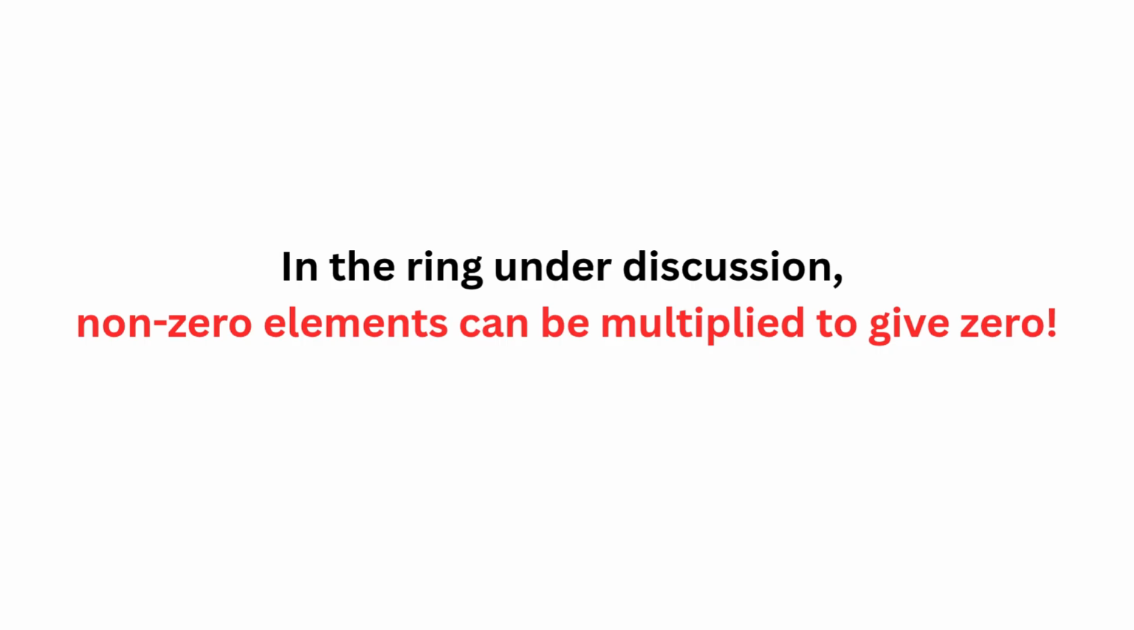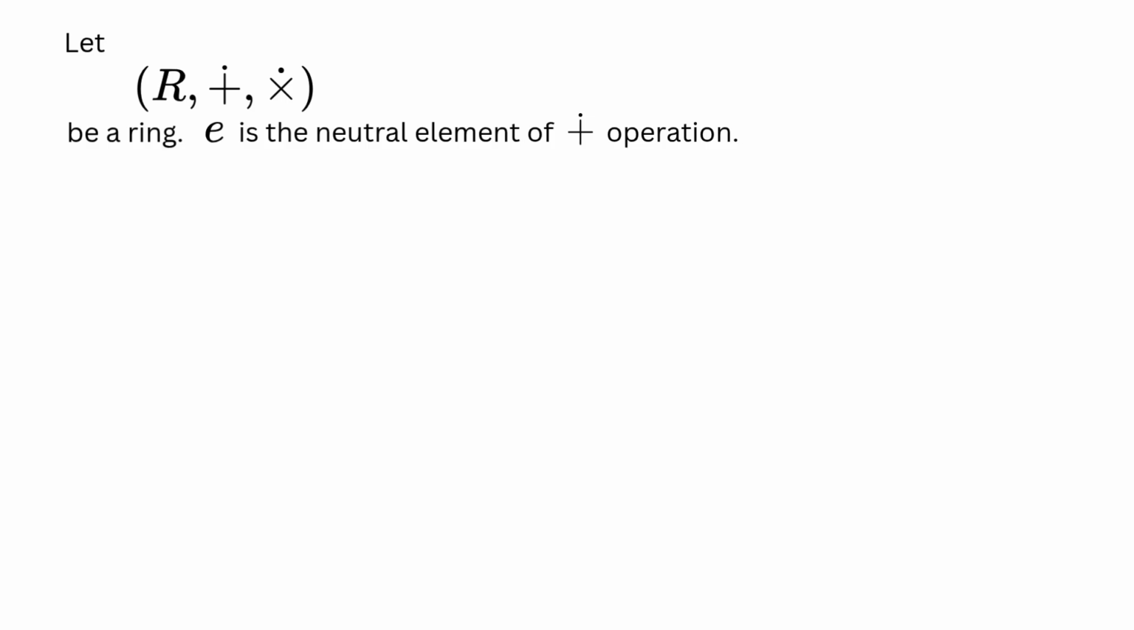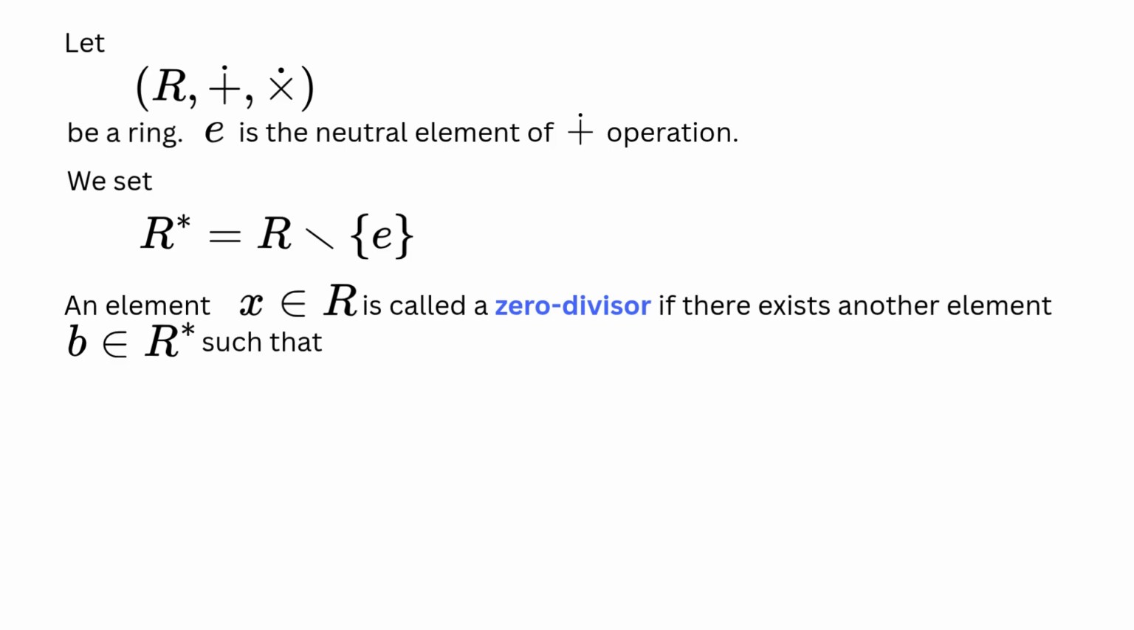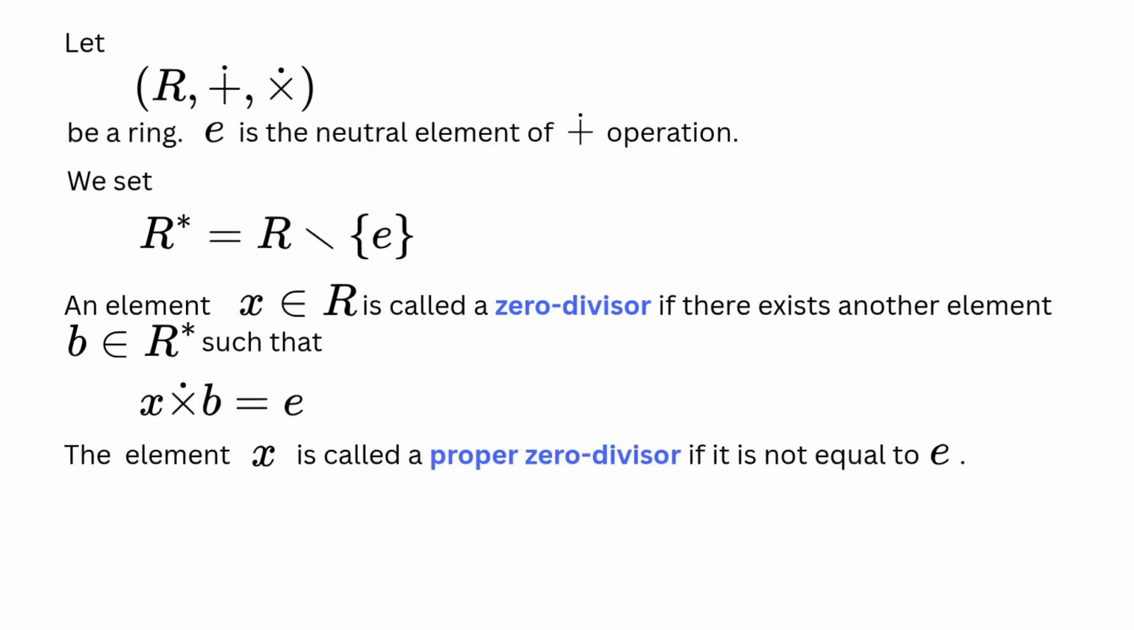Motivated by this observation, let's add some definitions. Let R, dot plus, dot times be a ring whose neutral element relative to the dot plus operation is E. The notation R asterisk will indicate the set R without the element E. An element X in R is called a zero divisor if there exists another element B in R asterisk such that X dot times B equals E. The element X is called a proper zero divisor if it is not equal to E.